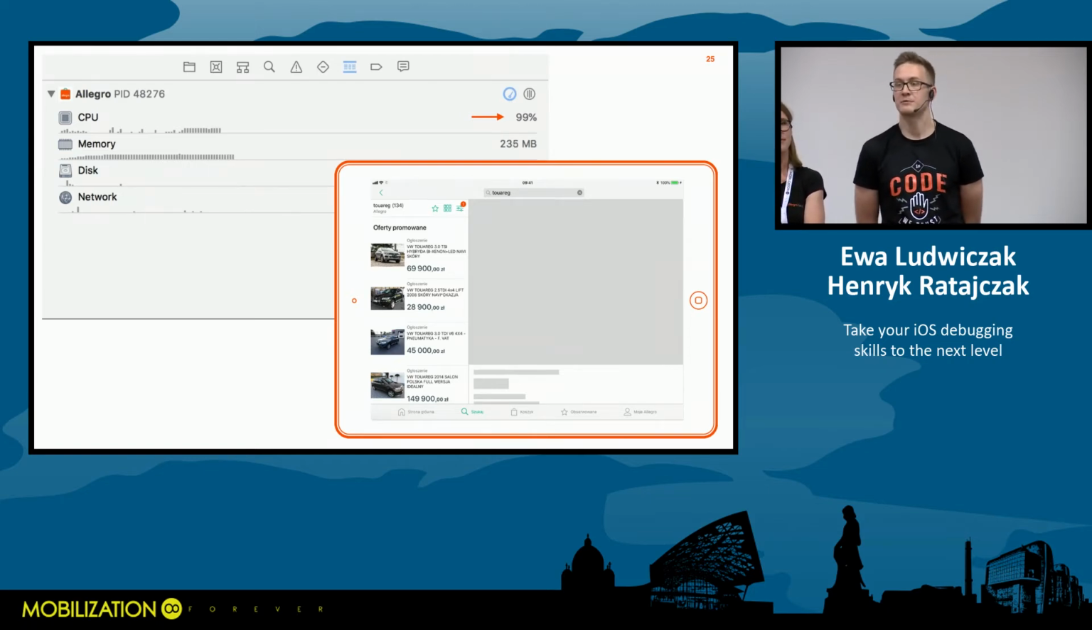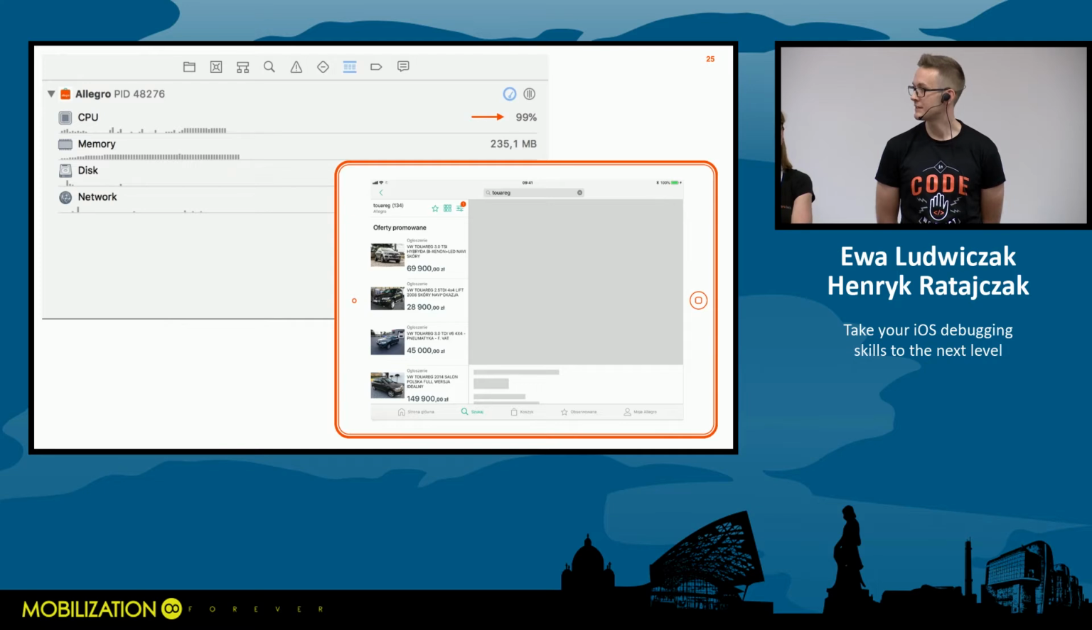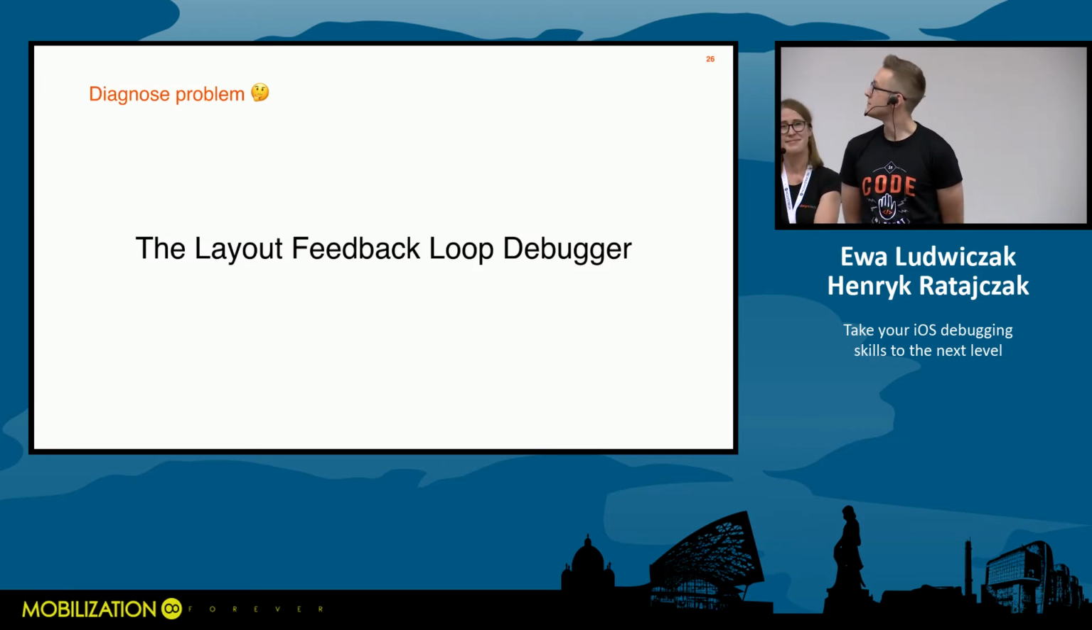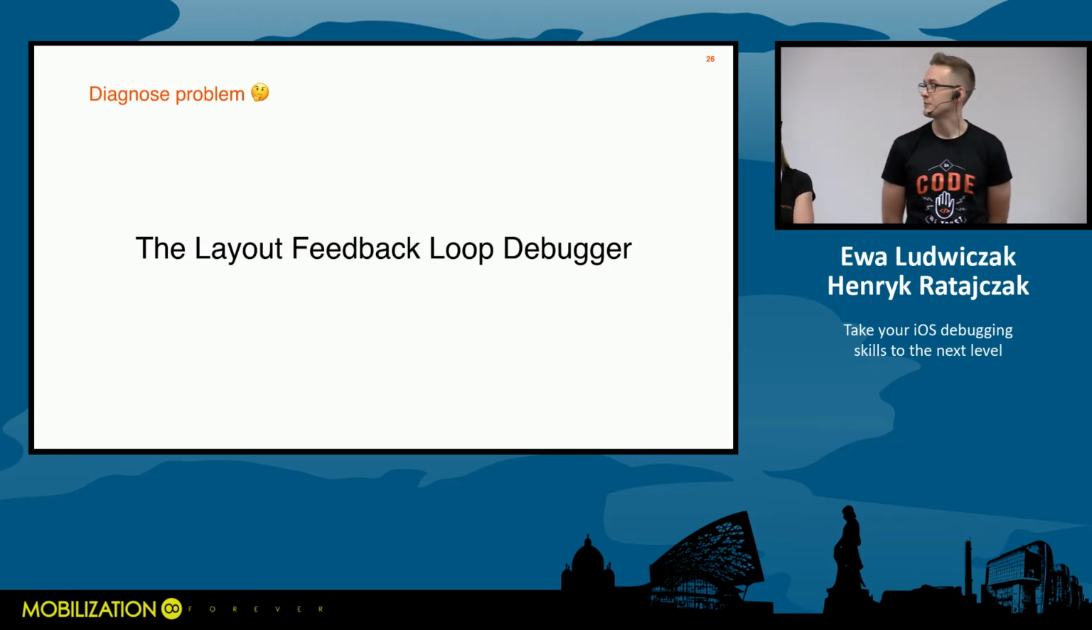So it was a very complex screen at that time, and we didn't know what was wrong because so many things could go wrong. So we passed over this issue to our UIKit expert, who decided that it's time to pull out a heavy cannon to solve this issue, the tool called the Layout Feedback Loop Debugger. It was introduced at WWDC 2016, so it's 2 years old already. It's not a very young tool.